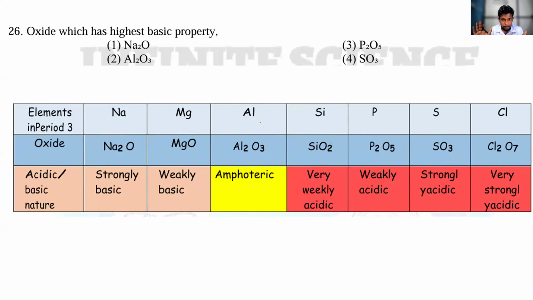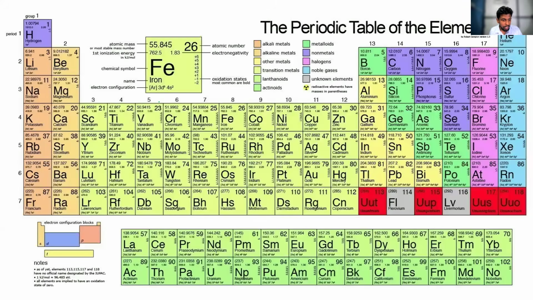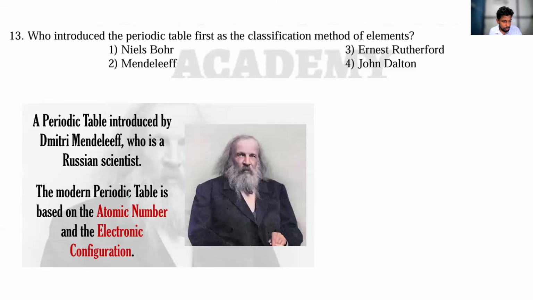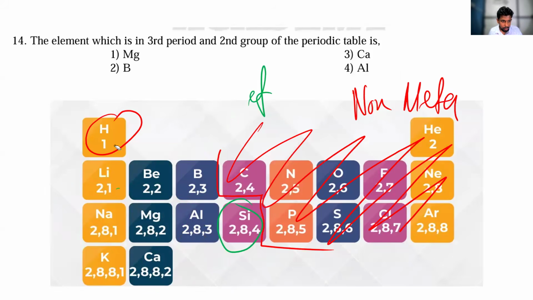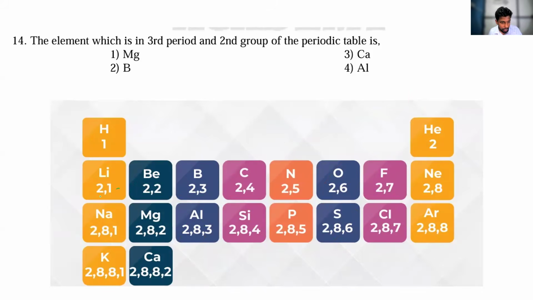The matter is the property, whether they are acidic, basic, or amphoteric. Amphoteric means they show both properties. They show the acidic property and also the basic property, so they are considered amphoteric. The only thing you need to know is this. Here we have selected the third period. You may remember the third period.